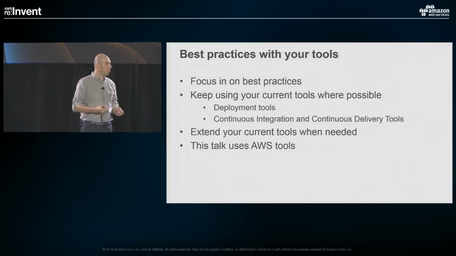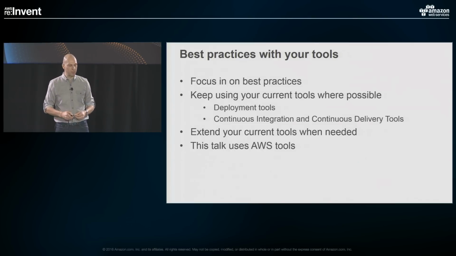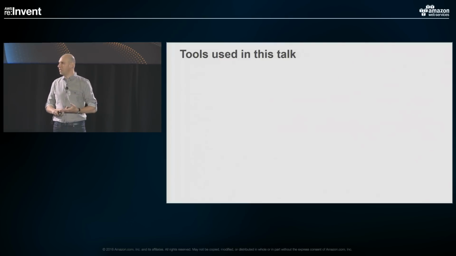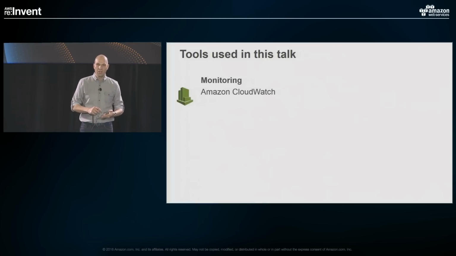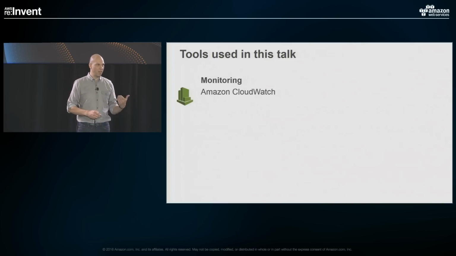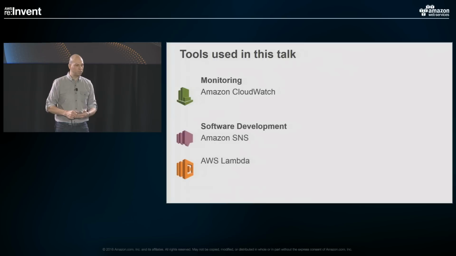Now, to make these techniques more concrete, I'm going to be using AWS tools to show you how to build these techniques. There are a lot of AWS tools, so I'm not going to assume that you know them all. So let's just step through the 3 categories of tools we'll be using today. We'll be using monitoring tools, software development tools, and deployment tools. We're going to use monitoring tools to capture metrics and to raise alarms when there are issues going on in production. We're going to use Amazon CloudWatch as our metrics and alarming provider.